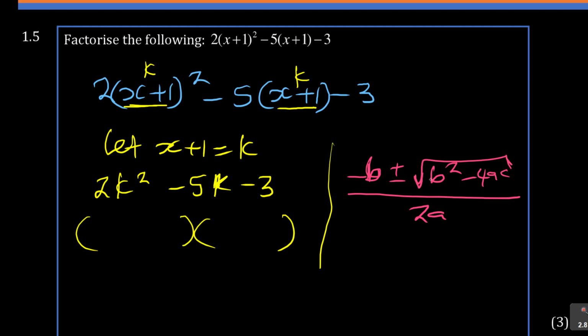Always put that b in brackets: minus 5 squared. Minus 5 squared. Okay. And what we have after that? Minus 4, and then your a is 2, and then your c is minus 3, all over 2 times a, which is 2. So what is your k? I've got a negative half. Look, so I'll write here, k is equal to negative half or what?